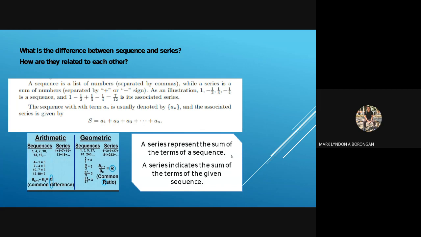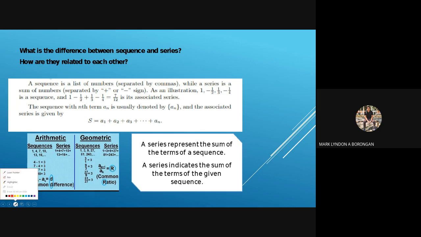So a sequence, guys, is a list of numbers separated by commas, while a series is a sum of numbers separated by plus or minus signs. As an illustration, we have 1, 1/2, 1/3, negative 1/4. That is a sequence, while a series is like this: 1 minus 1/2 plus 1/3 minus 1/4 is equal to 7/12. It is its associated series.